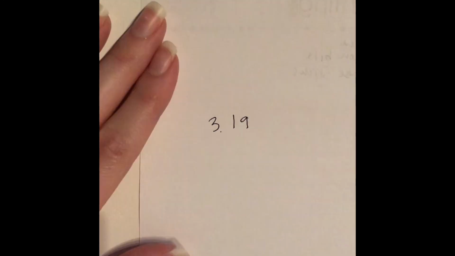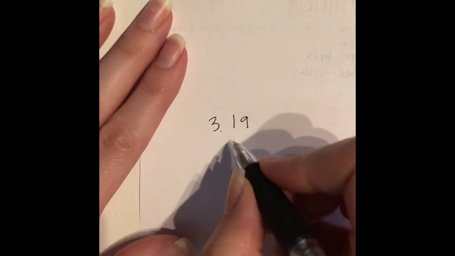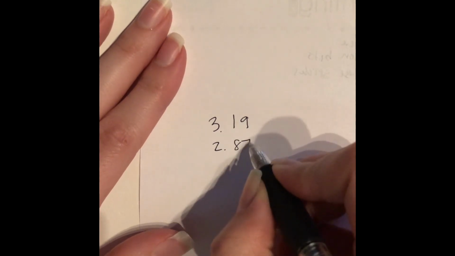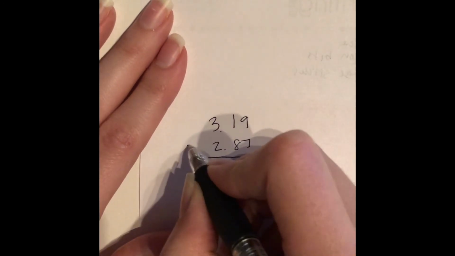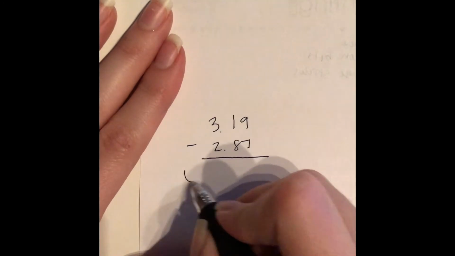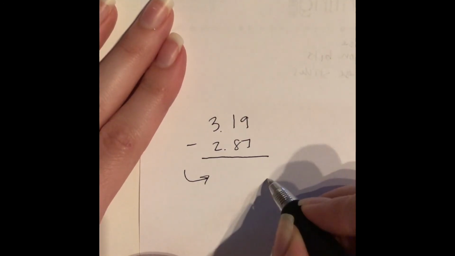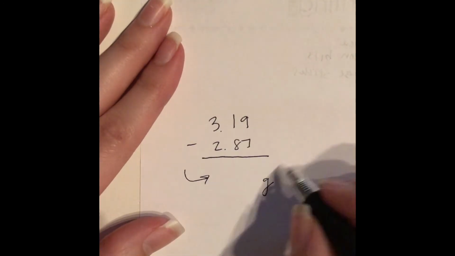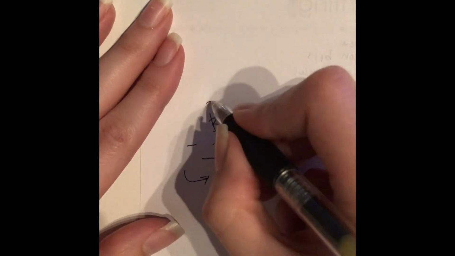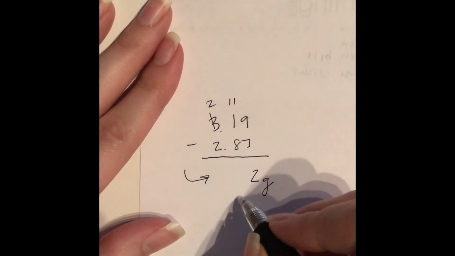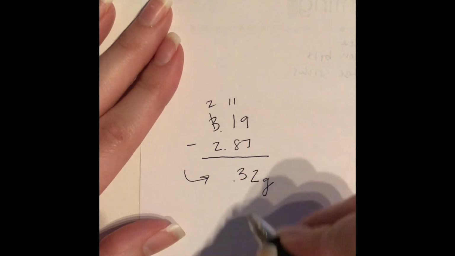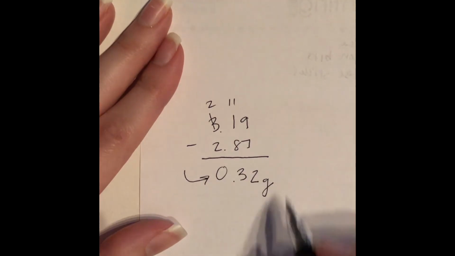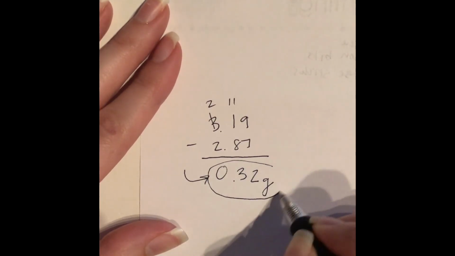3.19 is our balloon with air, and 2.87 is without, so we can do this math. We're going to take this away to find out what our air is going to be, and these are in grams. So 3.19 minus 2.87 is 0.32 grams. This is how much our air weighed.